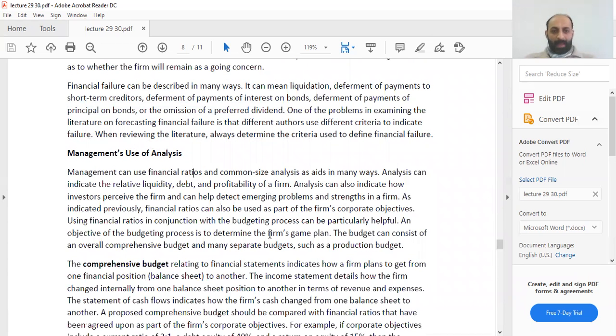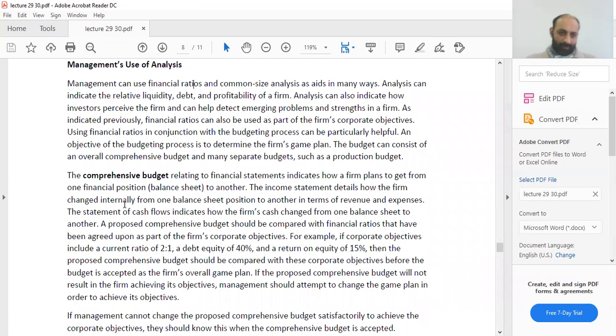Management's use of analysis. Management can use financial analysis and common size analysis as aids in many ways. Analysis can indicate the relative liquidity, debt and profitability of the firm. Like the financial ratios we have done so far, in them we have studied these things. Analysis can also indicate how investors perceive the firm and can help detect emerging problems and strengths in a firm. As indicated previously, financial ratios can also be used as part of the firm's corporate objectives. Using financial ratios in conjunction with the budgeting process can be particularly helpful. Now, what is the comprehensive budget?